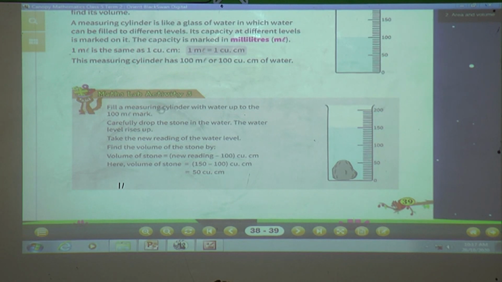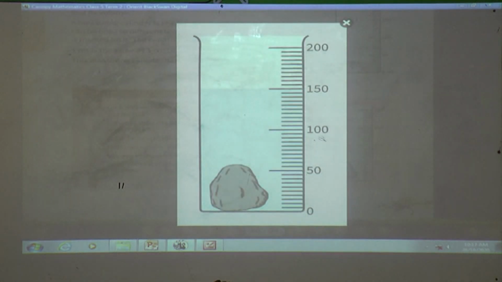See here, fill a measuring cylinder with water up to the 100 ml mark. Carefully drop the stone in, and the water level rises up. Take the new reading of the water level. Find the volume of the stone by new reading minus 100.